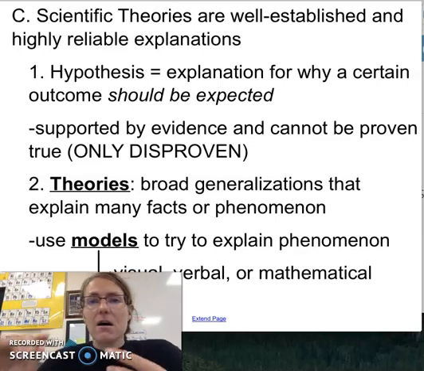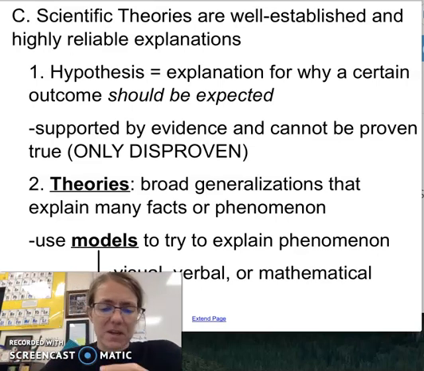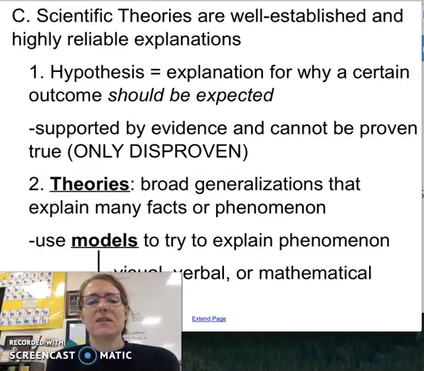So like the cell theory: all living things are made of cells. Cells come from other cells. Cells are the basic unit of life. Well, until we come across a living thing that's not made up of cells, but it's alive and it exhibits all the other characteristics, then that cell theory needs to be changed, okay?